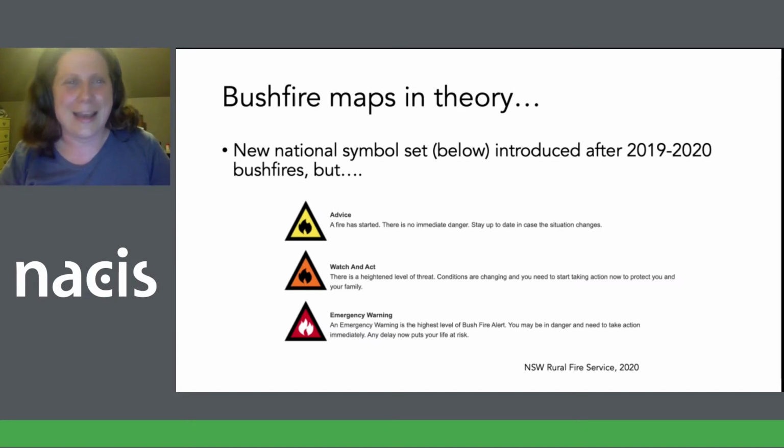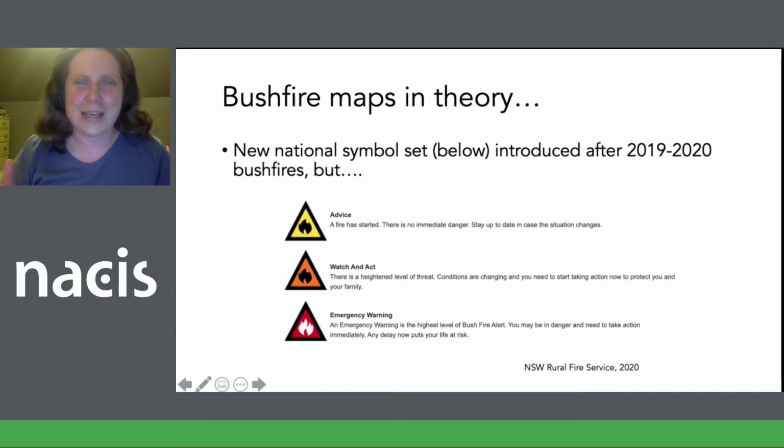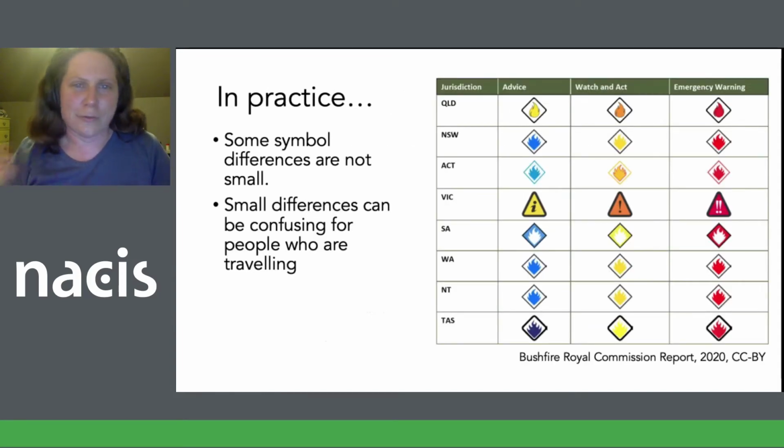But in practice, when you look at these symbols, we don't actually see them applied uniformly across the states. In fact, none of them at the time of the Bushfire Royal Commission report written on these fires used that symbol set. And sometimes even the small differences in symbols can be confusing for people who are traveling, right? So for example, in New South Wales, you can see that the advice fires are blue. In Victoria, where I live, they're yellow. So, when you're traveling in an unfamiliar place, you might not really understand what these symbols mean.